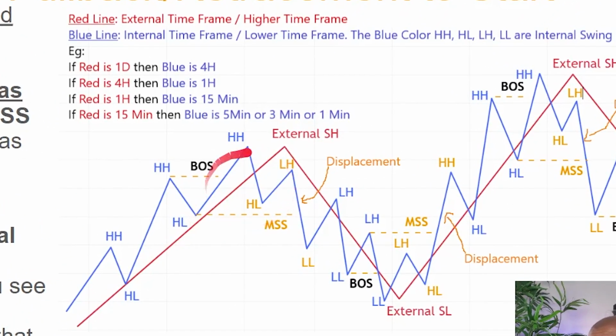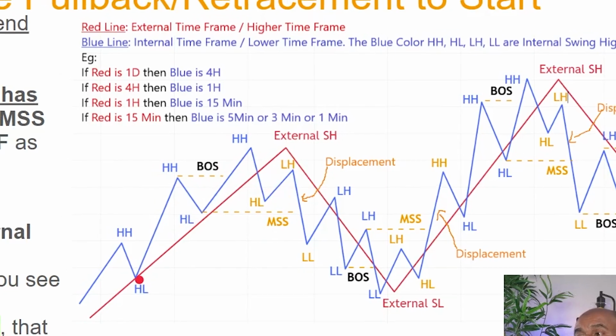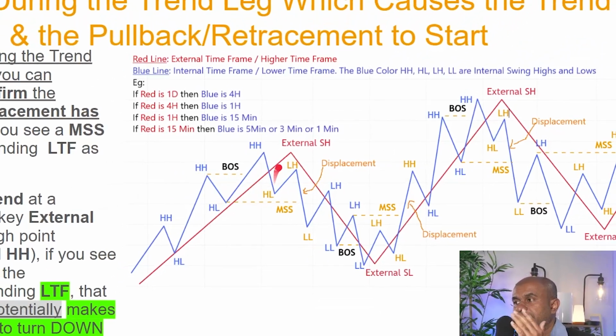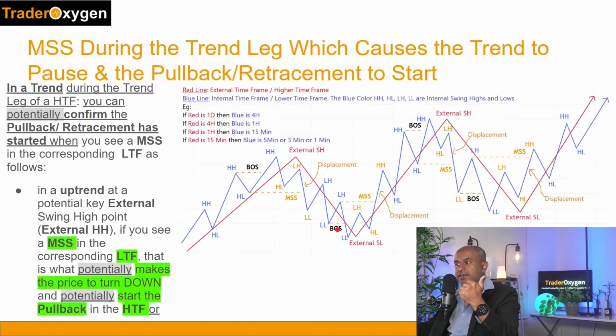The answer is you have to go to the lower time frame and look for a market structure shift. If you see a market structure shift, then you stop buying, because then the pullback will start. Once again, let's take this example. Let's say you are buying here, but how do you know when to stop buying? That's where in the lower time frame, if you see a market structure shift, then you stop buying, because most probably the pullback will start. Okay, let's see what's next.